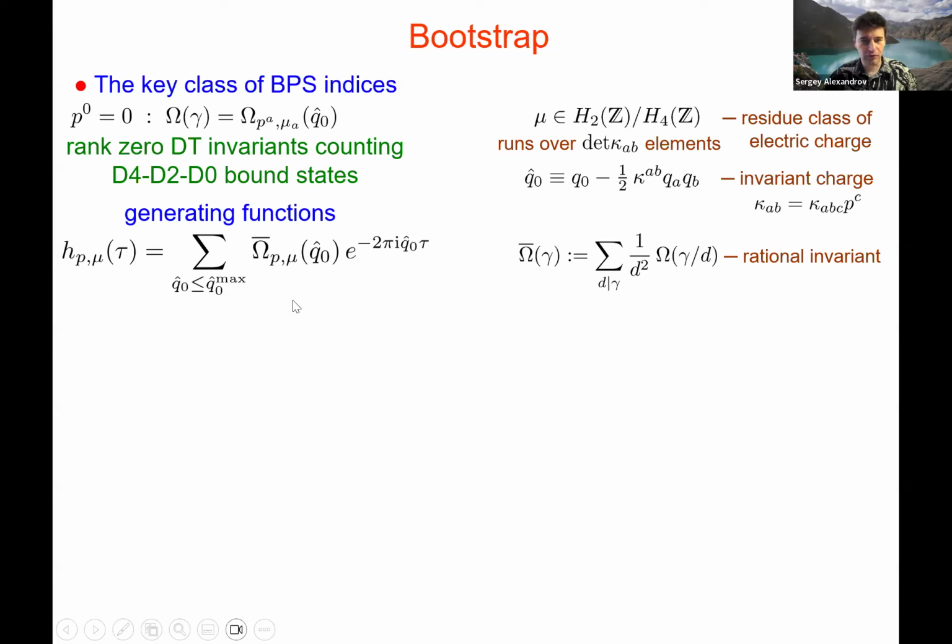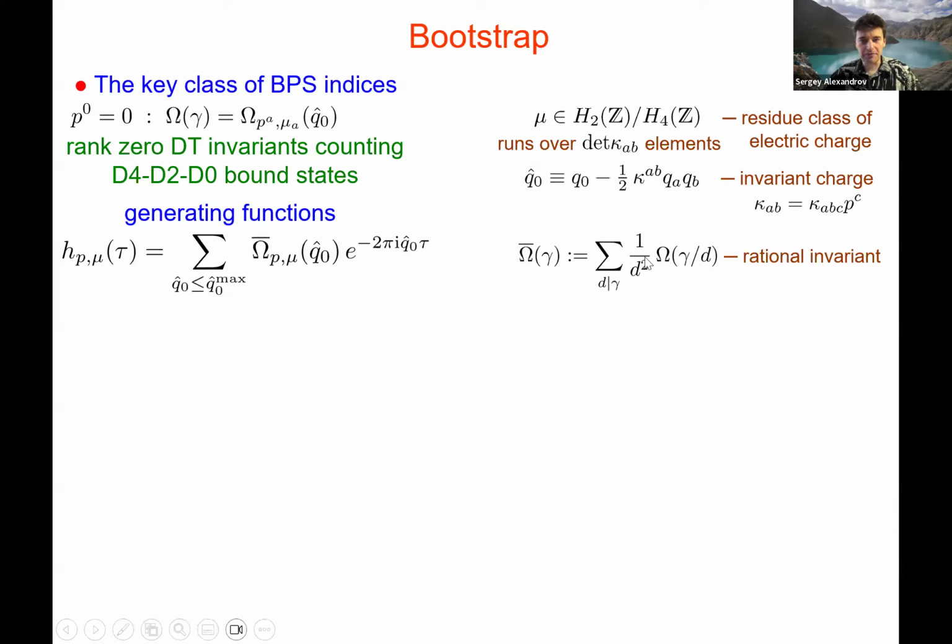Therefore, we can form a generating function of these, which will depend only on the D4 brane charge and this residue class. But since it takes a finite number of values, you can think about this as parameterizing components of a vector. So you can think about this function HP as a vector valued function. Note that here I define it not using the original invariants omega, but the so-called rational invariants, which I denote by omega bar, which I defined like this.